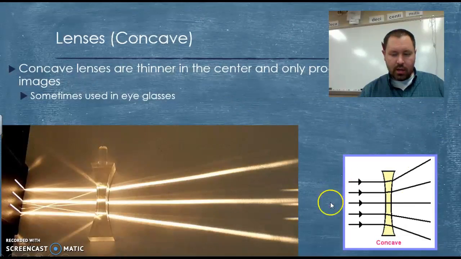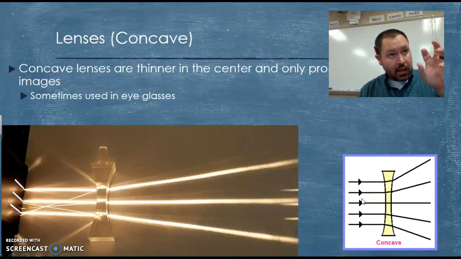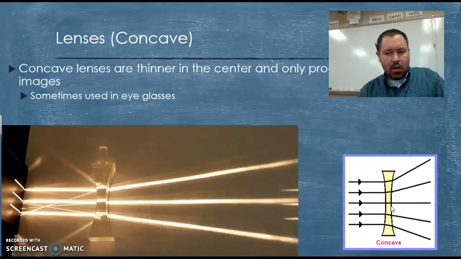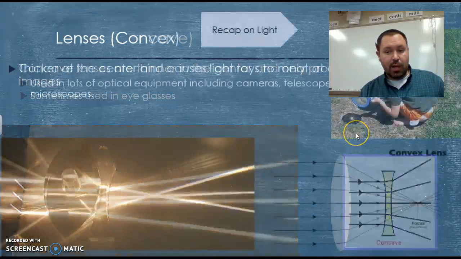I'm letting you know, on a test you're going to see an image like this. Either this one or a convex lens. So it's either going to be a concave lens or a convex lens, and you'll see something like that on the test. You need to be able to tell me what the light rays are going to do as they pass through it. Do the light rays come together or do they spread out? Well, with this concave lens, the light rays spread out.